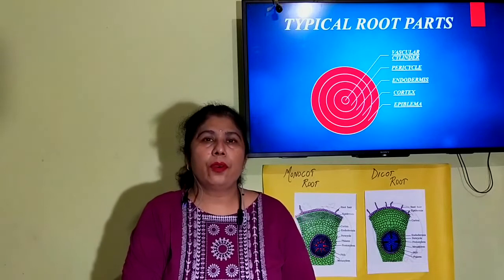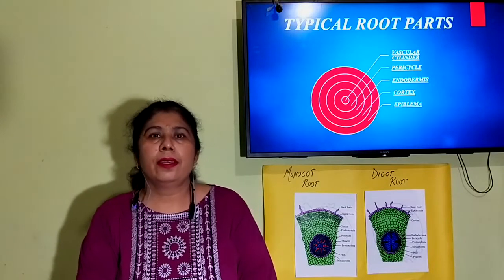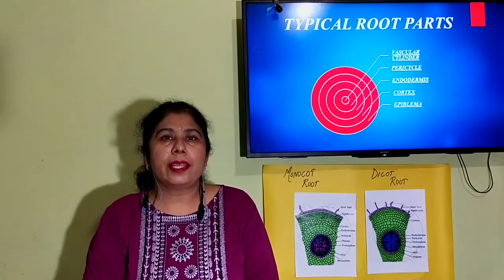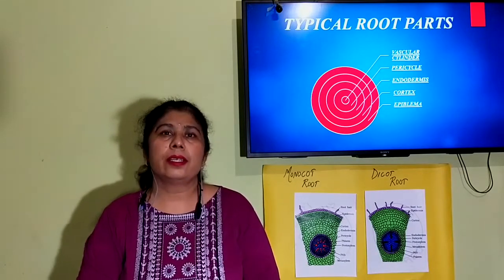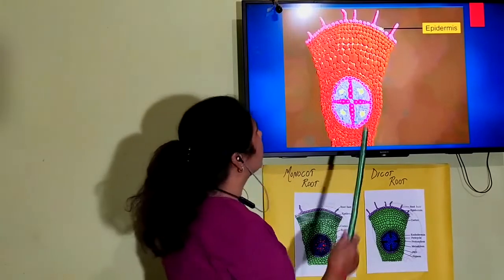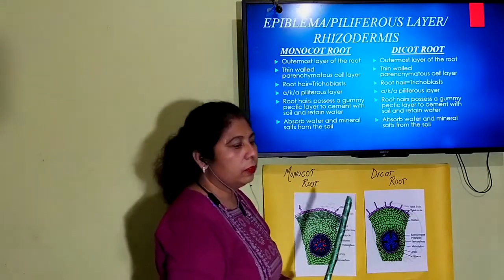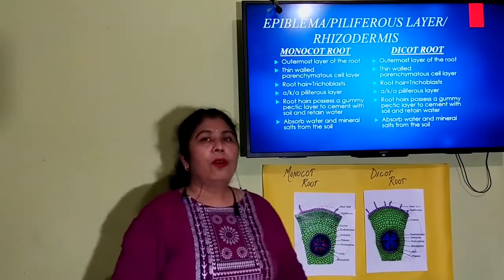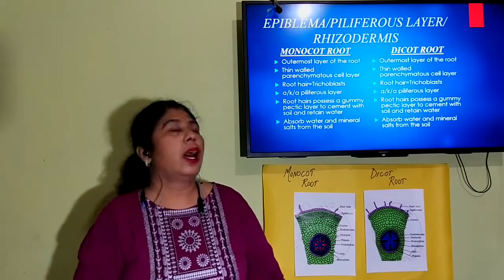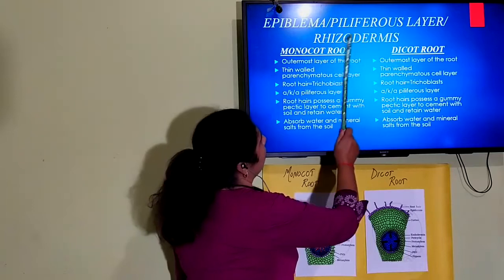We are to study monocot and dicots side by side. We will study in a comparative form, in tabular form. So without wasting time, we are to start the chapter. Here you can see an anatomical structure showing different layers. Now we start with the first and outermost layer of the root: epiblema, piliferous layer or rhizodermis.